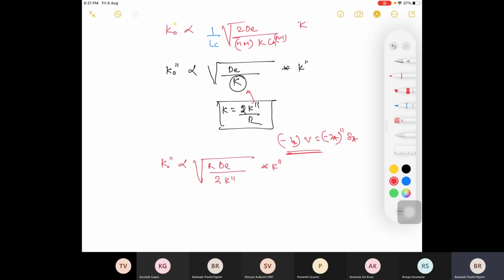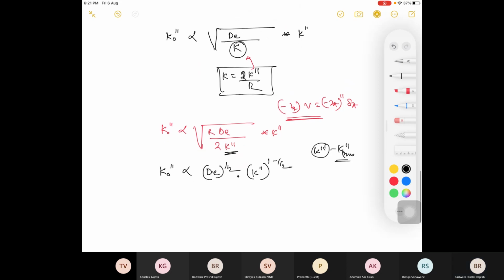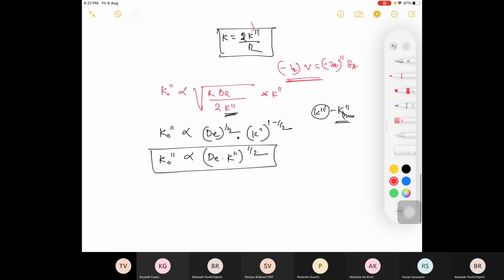Now you just combine K double dash here. So K observed double dash is directly proportional to De to the power half, dotted with K double dash to the power 1, and this is in square root, so it is minus half. So we will have De into K double dash 2 to the power half equal to K observed. Are you getting this? Should I go ahead? Yes, sir.